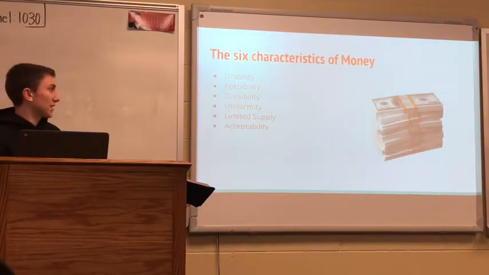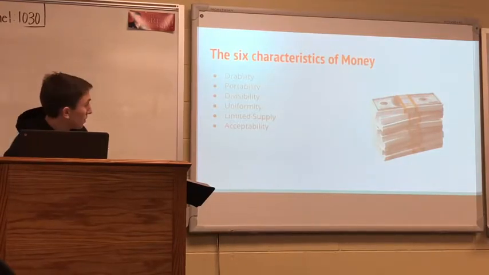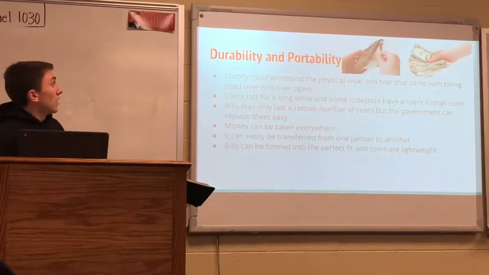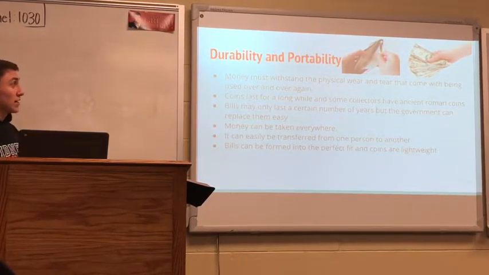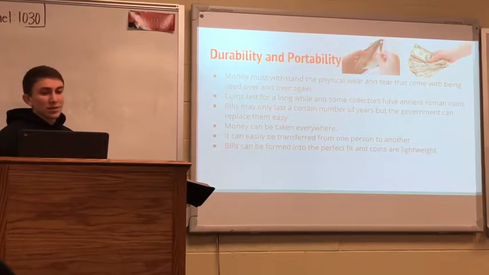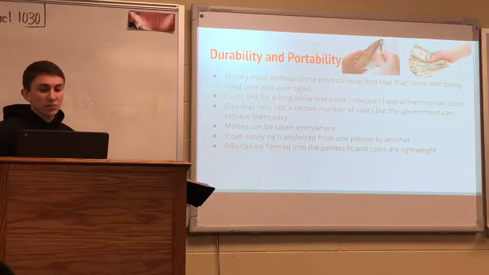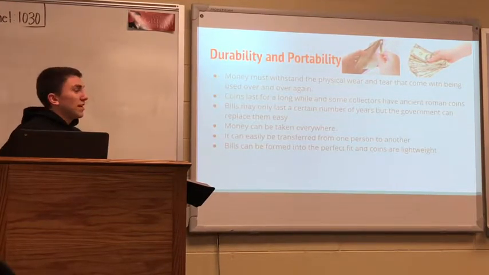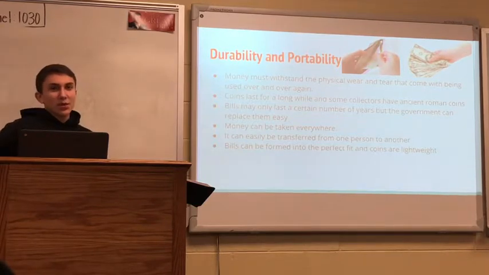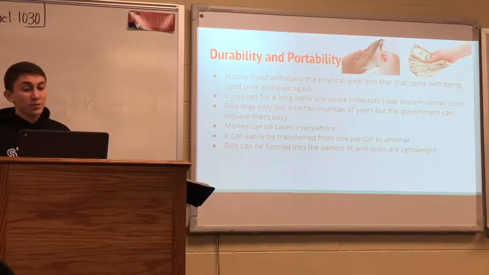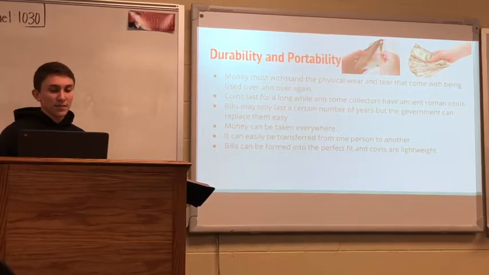The six characteristics of money: durability, portability, divisibility, uniformity, limited supply, and accessibility. Durability and portability. Money must withstand the physical wear and tear that comes with being used over and over again. You'll see some dollar bills that have tears, rips, and stains on them. If they're in really bad condition, you can take them to a bank and they'll exchange them for a newer dollar.